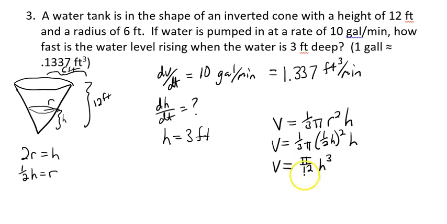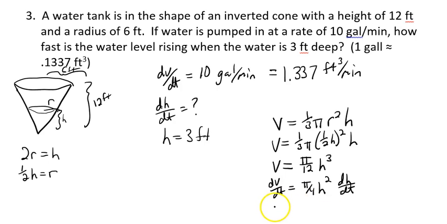Now I'm ready to take the derivative. So the derivative of volume would be dV/dt, or V prime. Here I'm going to do a chain rule, so 3 times pi over 12 would be pi over 4 h squared, and then the derivative of the inside would be dH/dt.